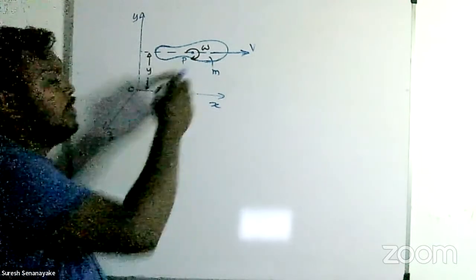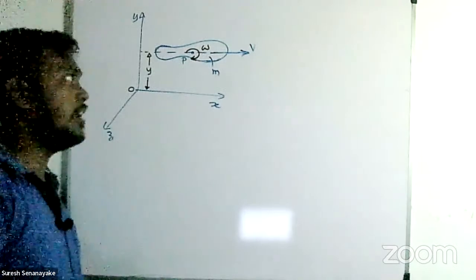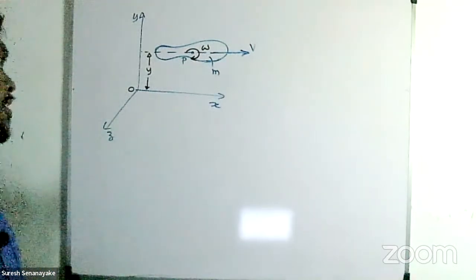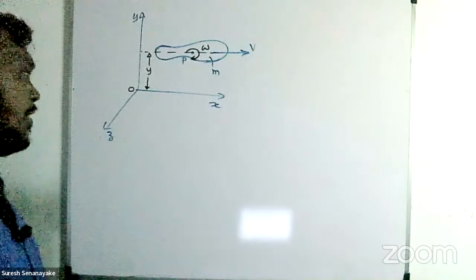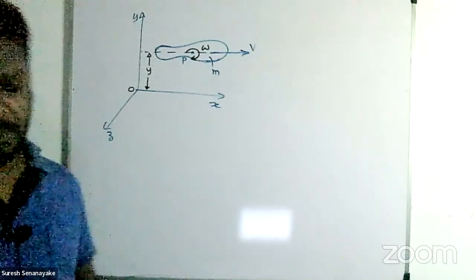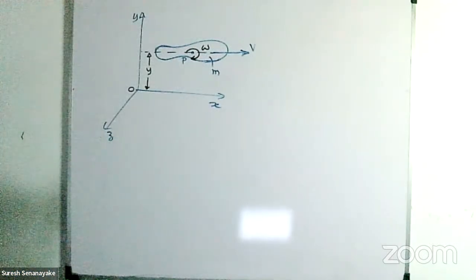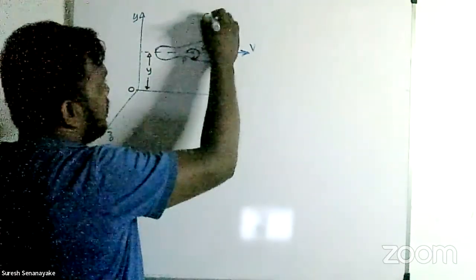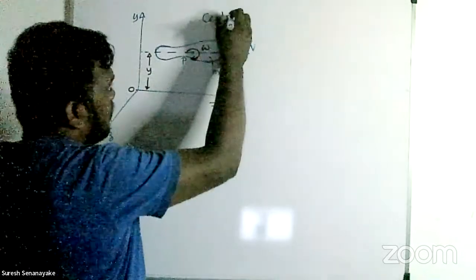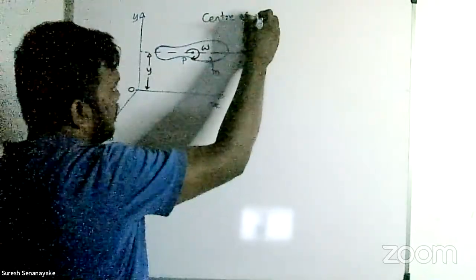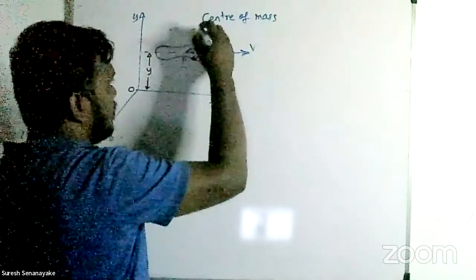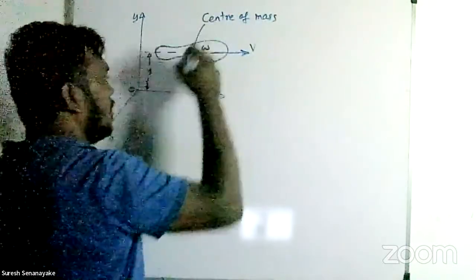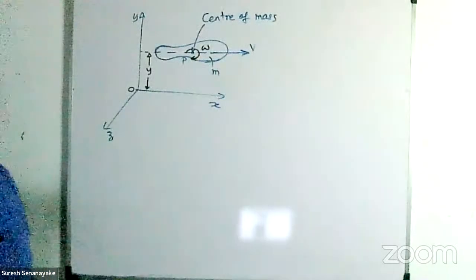This point P, you can consider as the center of mass of the body, right? Point P is the center of mass of the body. I will write there, this point is the center of mass. So it's rotating about the center of mass.